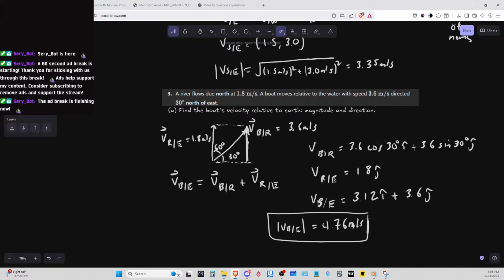Now I have to think about this for a second, because the thing that's different about this time is that the velocity of the boat isn't at a perfect straight line. It doesn't make a perfect 90-degree angle, so this makes us think a little bit more.